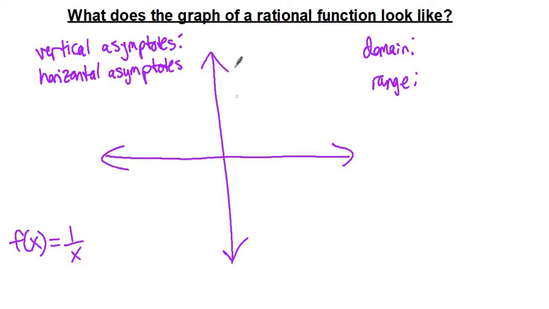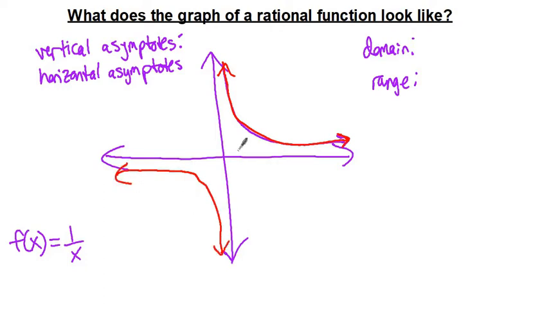So 1 over x, what does it look like? When you graph it, it looks like this. It almost looks like the exponential graph, like an exponential decay graph right here, but then it has another part to it over on this side. So it has like two parts to it.